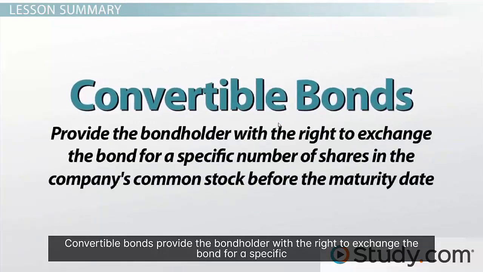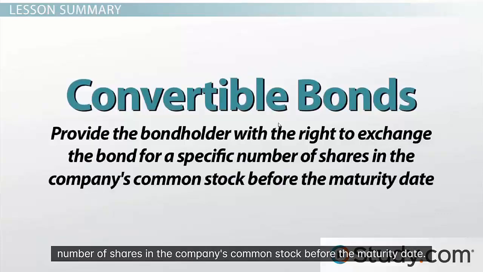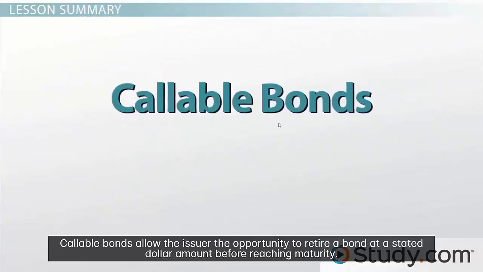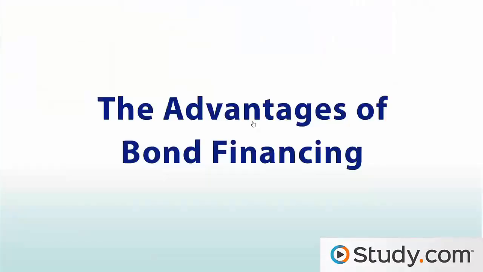Convertible bonds provide the bondholder with the right to exchange the bond for a specific number of shares in the company's common stock before the maturity date. Callable bonds allow the issuer the opportunity to retire a bond at a stated dollar amount before reaching maturity.